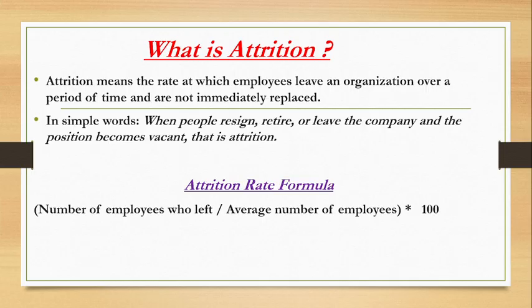What is attrition? Attrition means the rate at which employees leave an organization over a period of time and are not immediately replaced. So in simple words, whenever people leave the company for any reason and the position becomes vacant, that is called attrition. If people have resigned or retired or left the company for another better opportunity or for any other reason, it is called attrition.